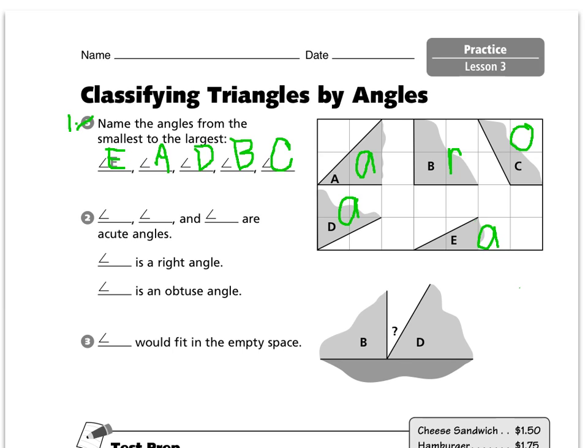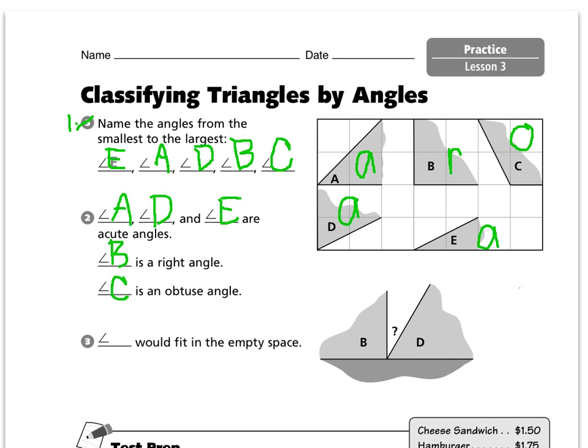Number 2, we're going to be classifying them again. And we already know which ones are acute: A, D, and E. Which ones are right: B. And which one's obtuse: C.